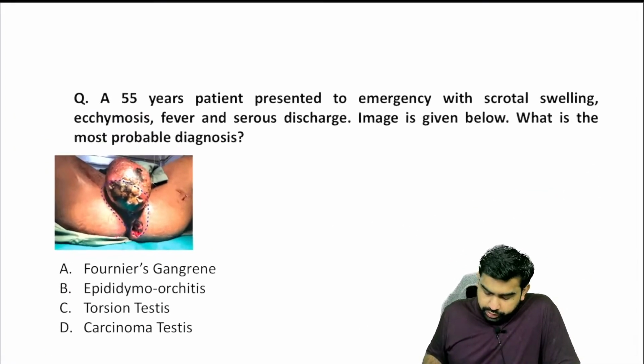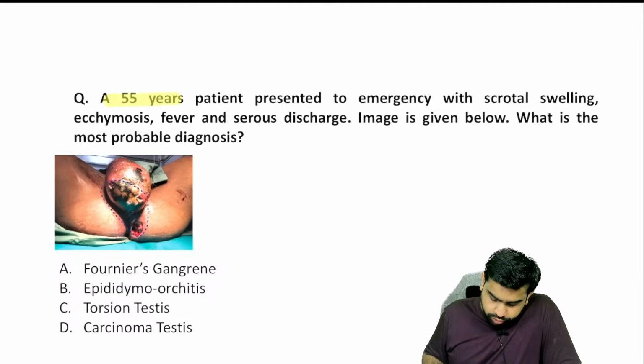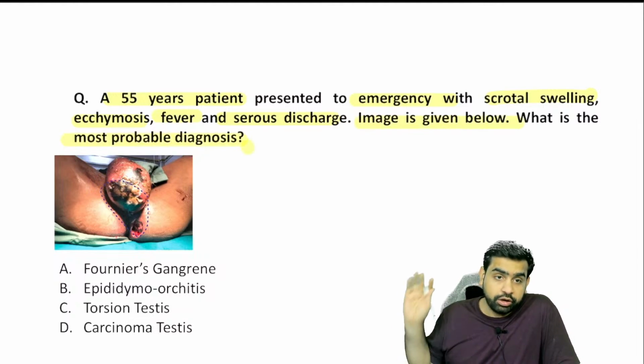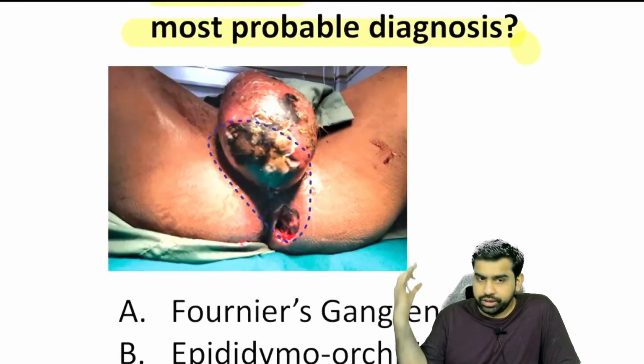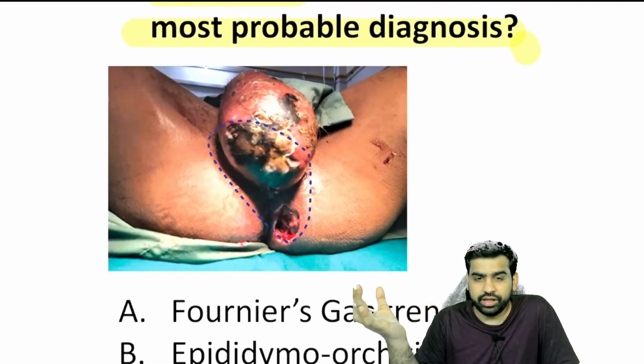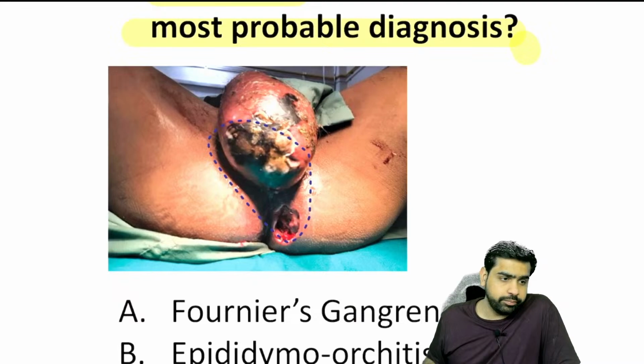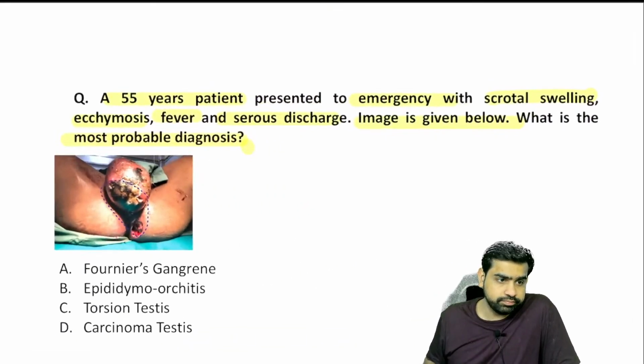Now, let's say there is a 55-year-old patient presented in the emergency with scrotal swelling, ecchymosis, fever, and serous discharge, and the image has been given below. What is the most probable diagnosis? And this is very, very important. I basically see this particular question practically in every FMGE exam. So what is the diagnosis over here?